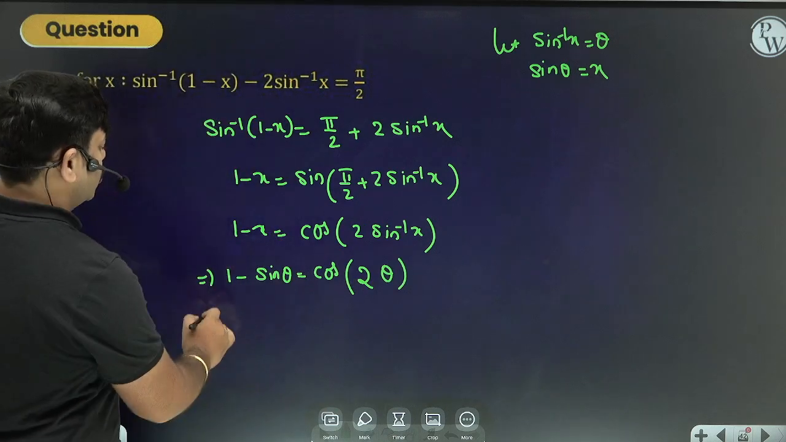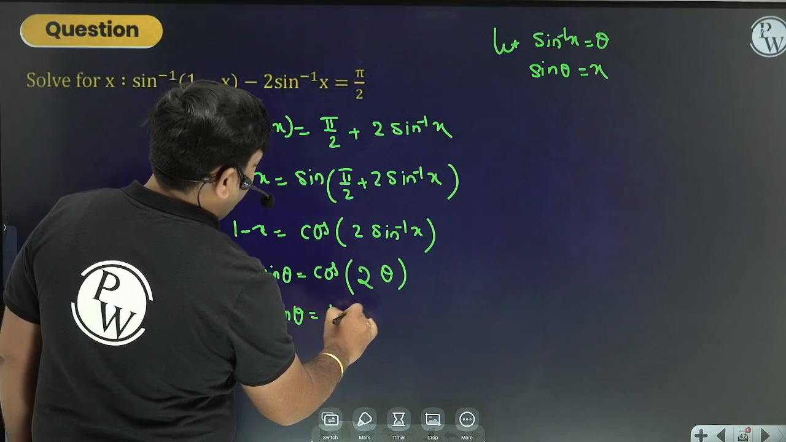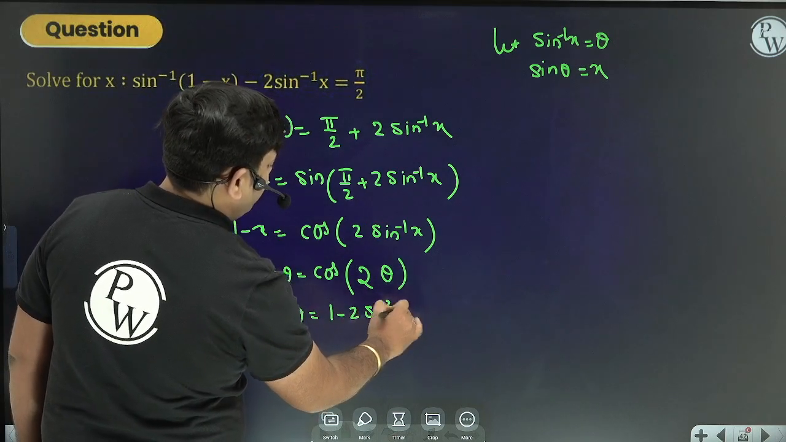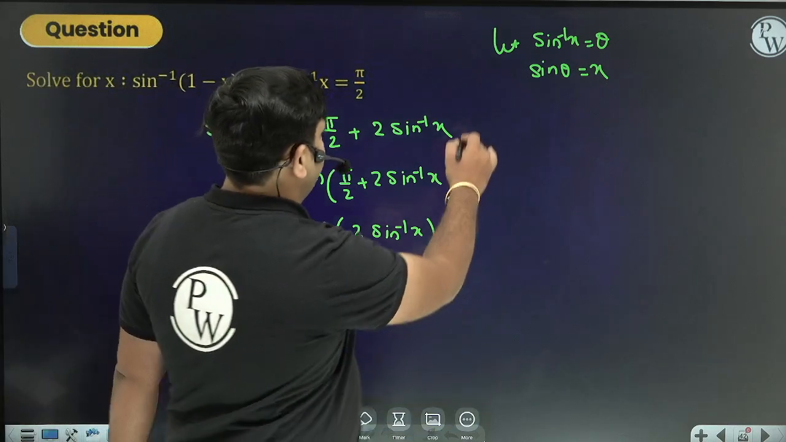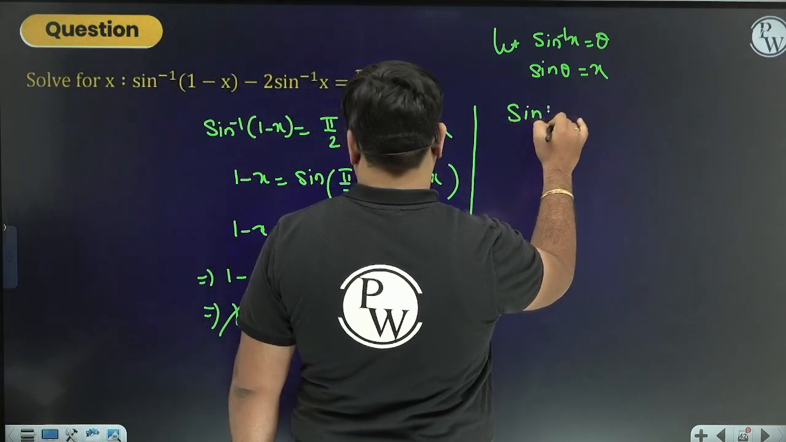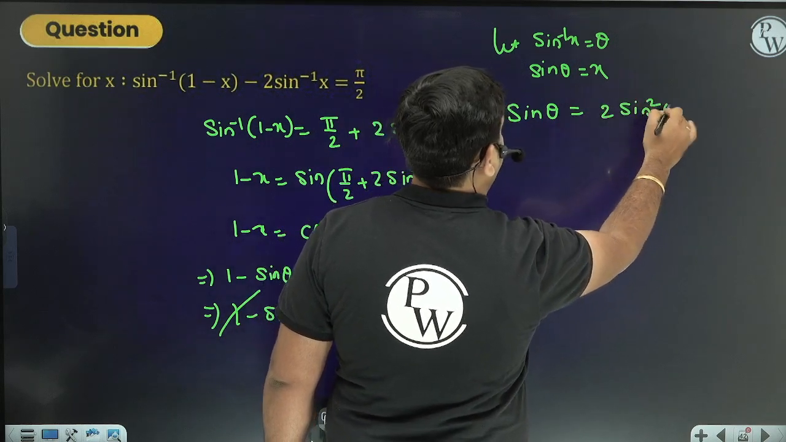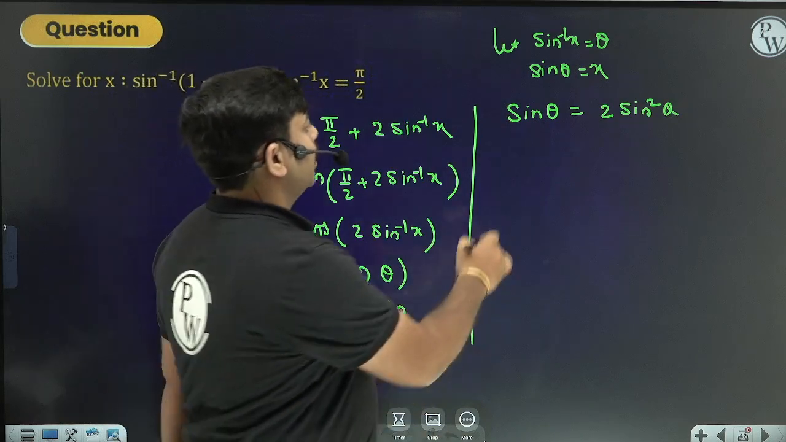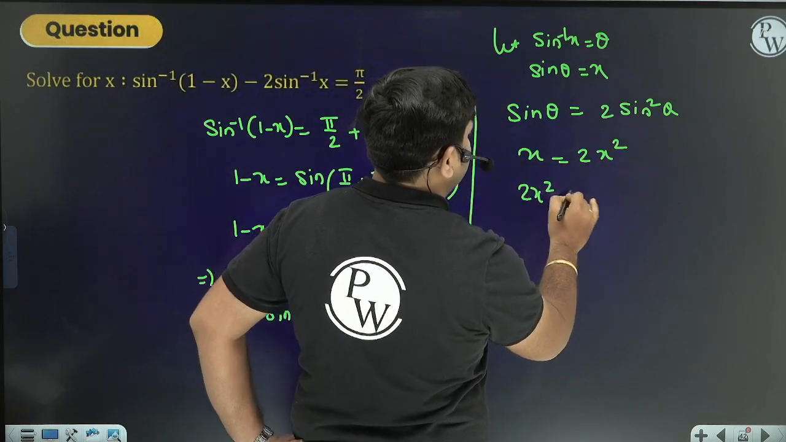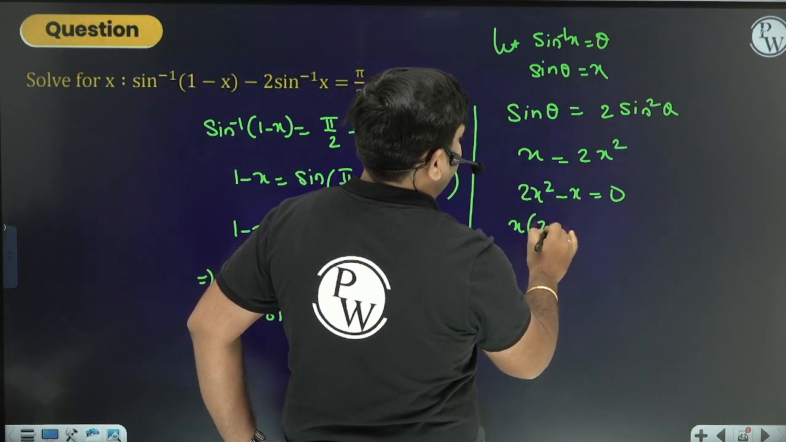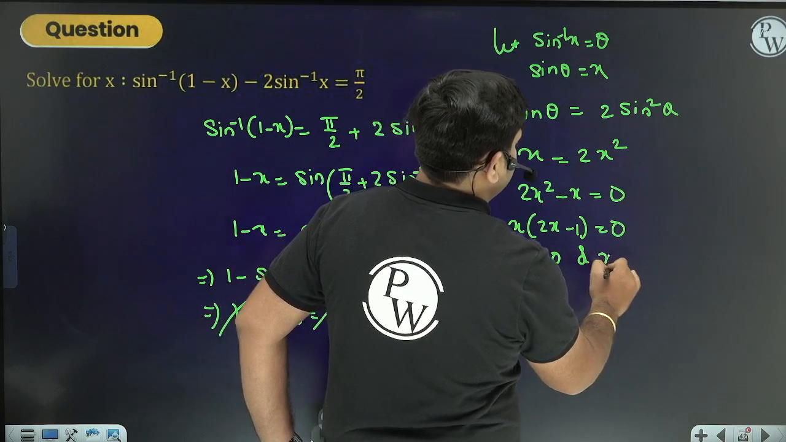And what is the cos 2 theta formula? 1 minus sine theta is equal to cos 2 theta, which is 1 minus 2 sine square theta, right? So 1 and 1 get cancelled, negative and negative get cancelled. So you'll get sine theta equal to 2 sine square theta, right? So what is sine theta? x. Okay, that will give you x is equal to 2x square. So 2x square minus x is equal to 0. x into (2x minus 1) is equal to 0. So x is equal to 0 or x is equal to 1 by 2.